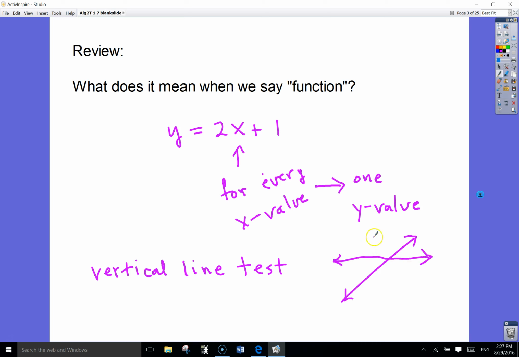What kind of a line is it that would not be a function? And the answer is a vertical line, right? A vertical line, if it goes straight up and down, then obviously it would fail a vertical line test.